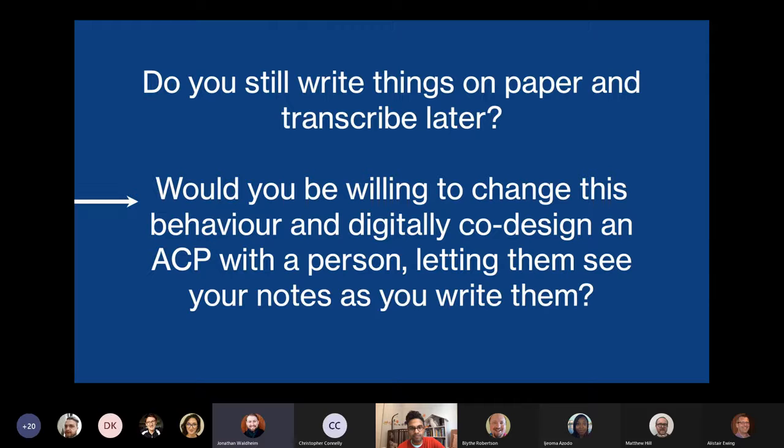On that note, I'll bring my talk to an end, but I'll leave you with some important questions to reflect upon. Do you still write things on paper and transcribe them later? If so, why? Would you be willing to change this behavior, and would you be willing to co-design digitally an ACP with a person, letting them see your notes and input as you write them?